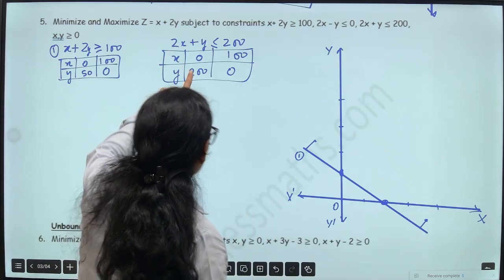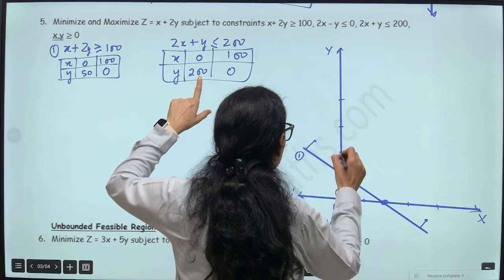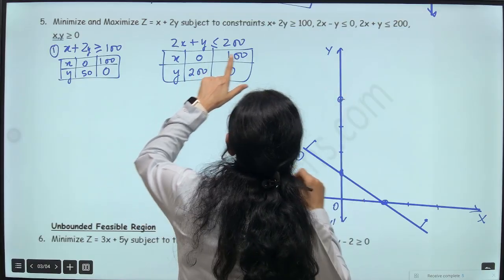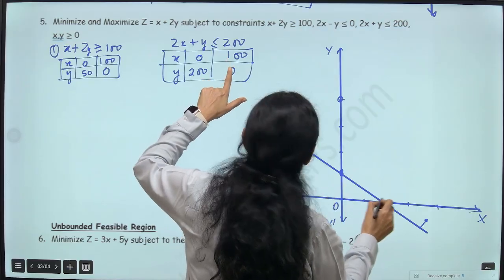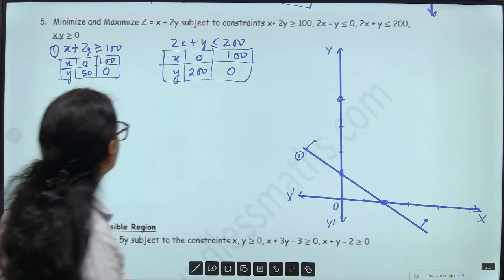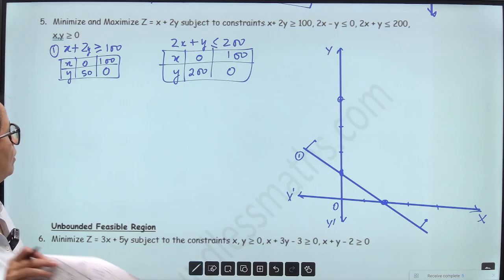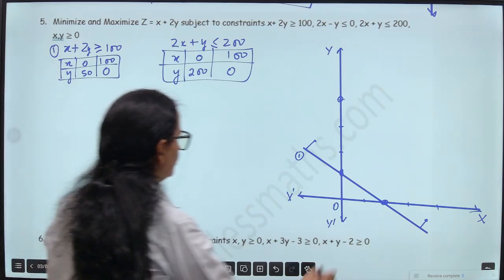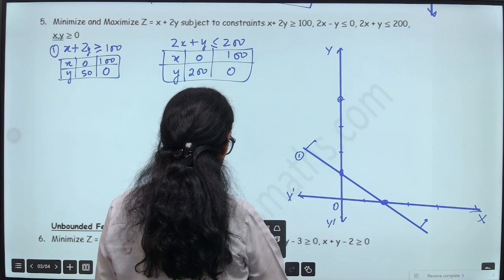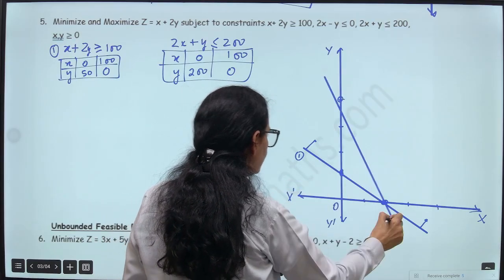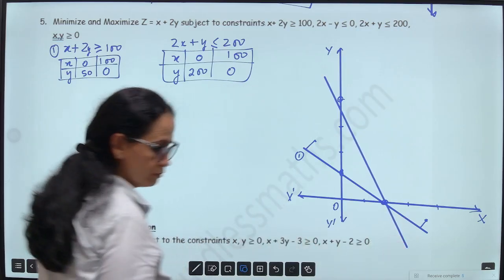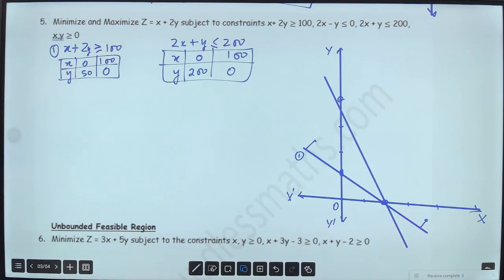Next, 2x plus y, when x is 0, y is 200, and when y is 0, x is 100. Okay. So let me draw a line from here to here. Right? So this is the second line.